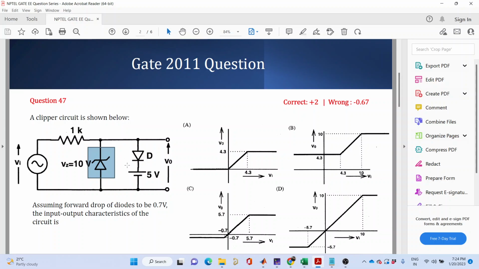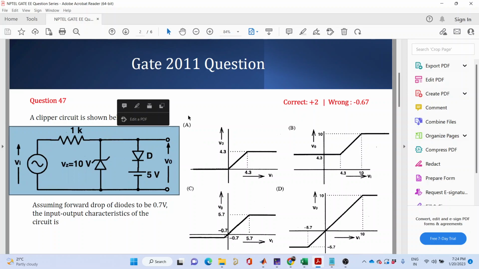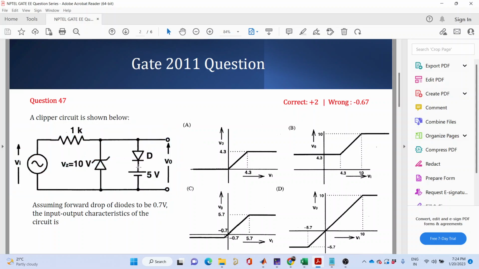Sir, then 10 volt. Why? Can't you see this battery over here? Yes, sir, 5 volt. Okay. So, you are saying when the diode is conducting, this potential is 5 volt, right? But forward drop is considered, so 5.7. Correct. So, if this diode is conducting and the diode is non-ideal, we are considering the forward voltage drop of diode. The potential at this point would be 5 plus 0.7, that is 5.7 volts, correct?